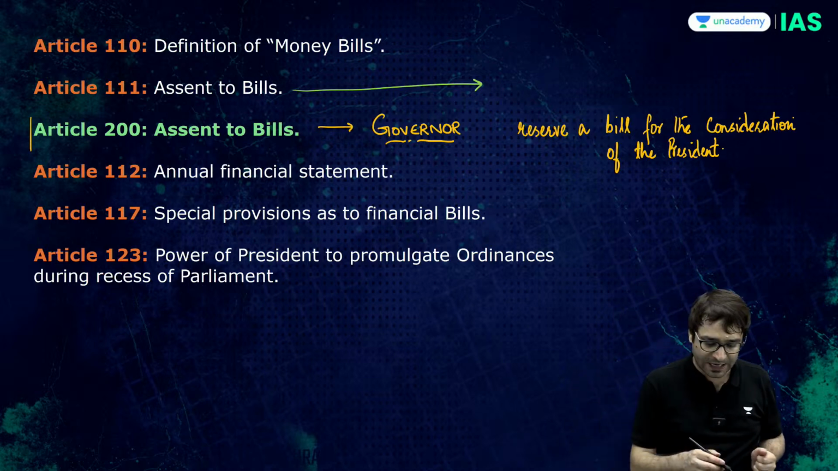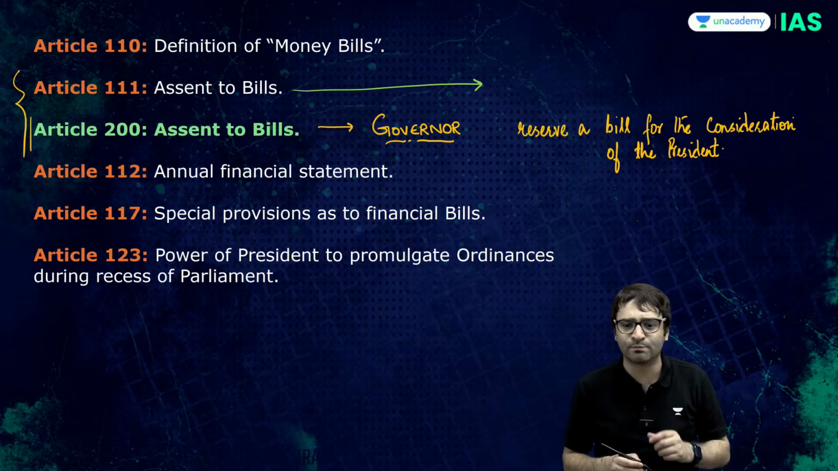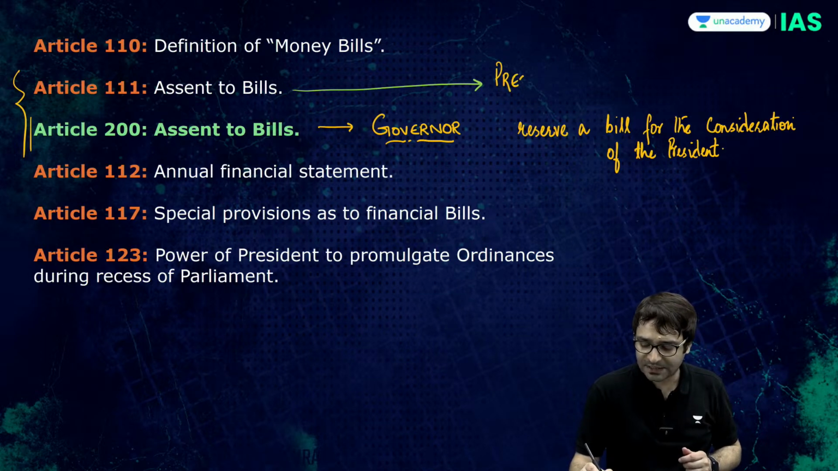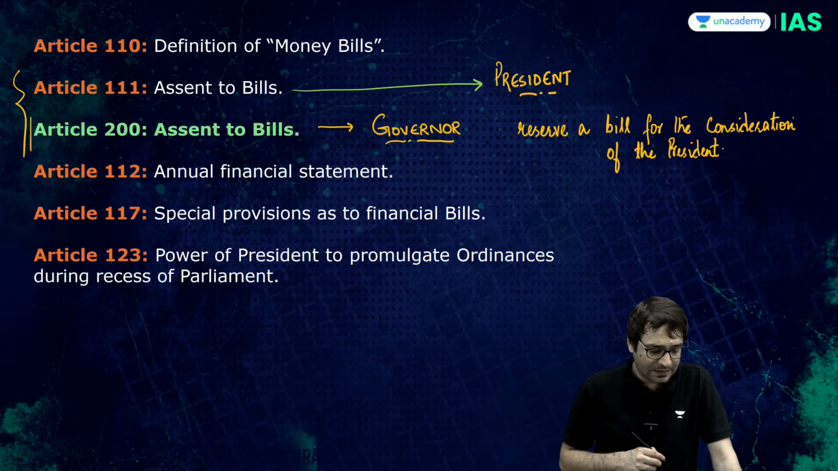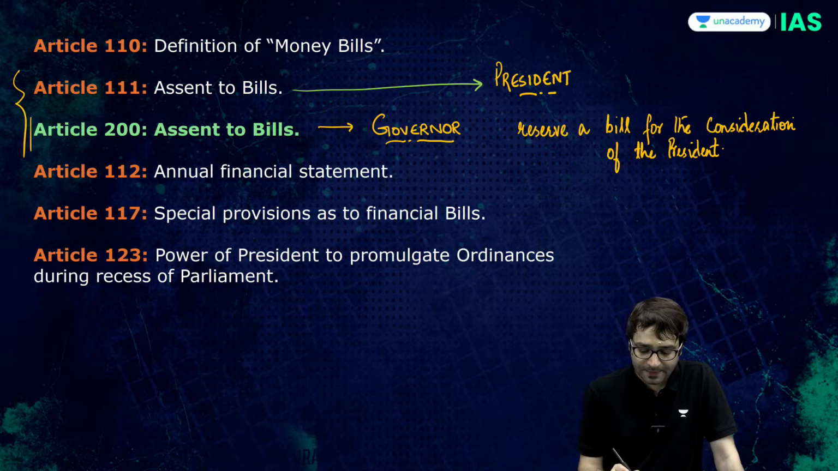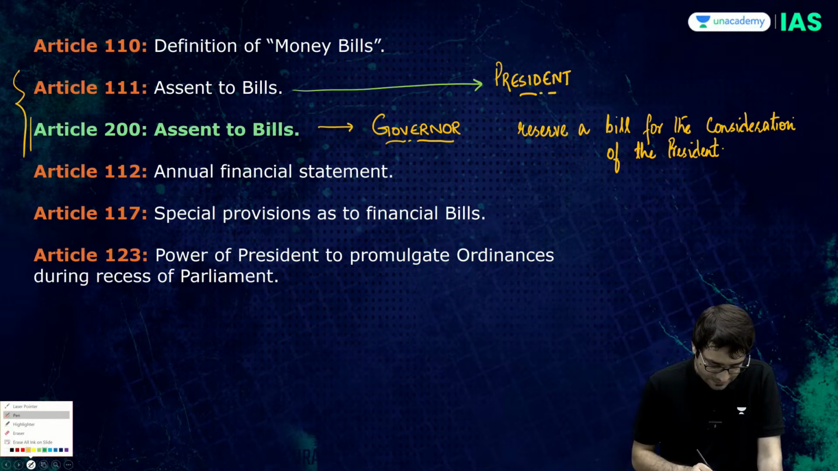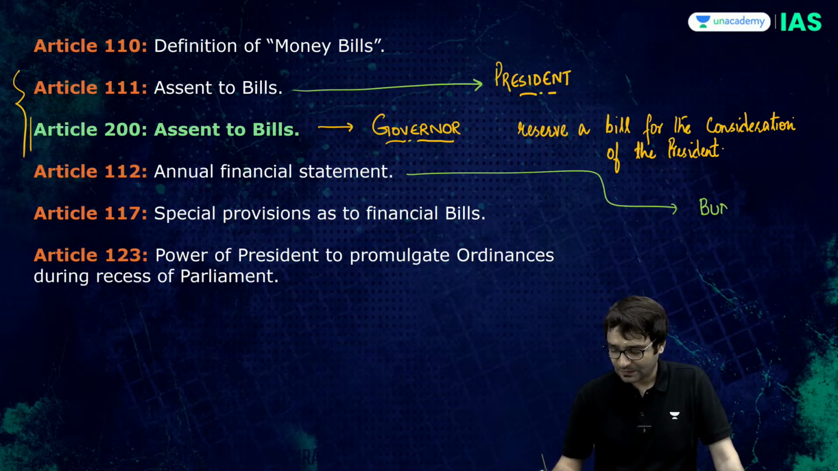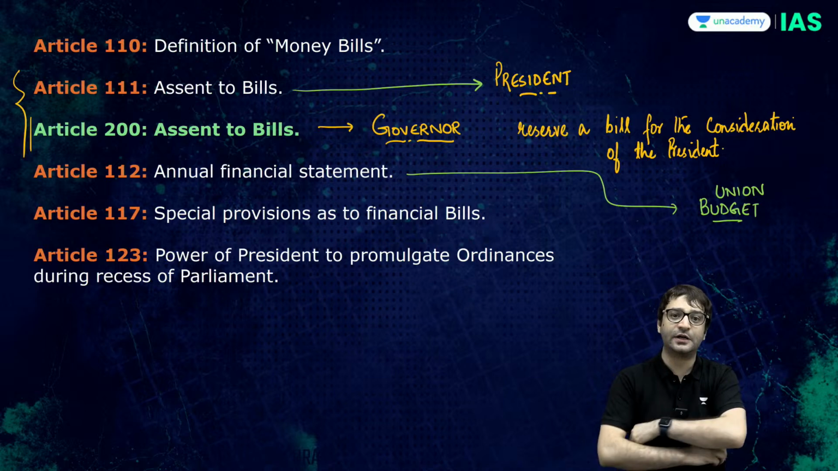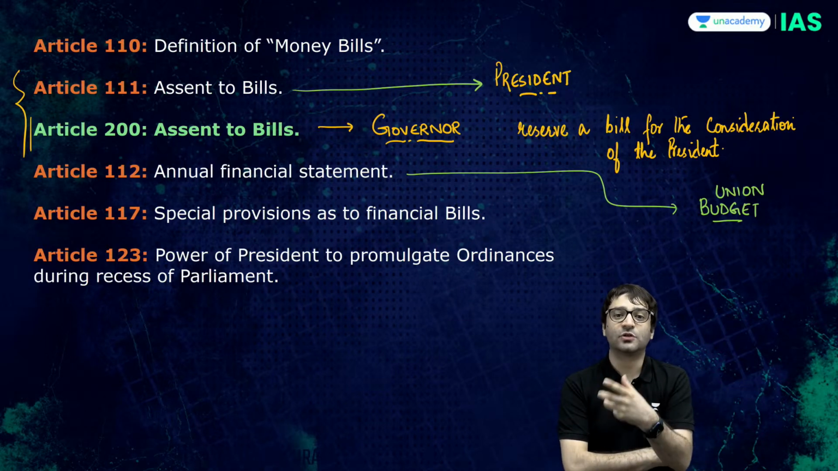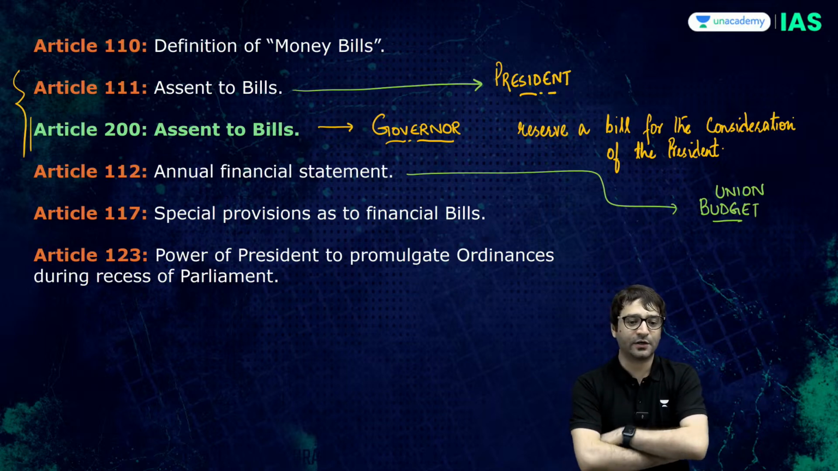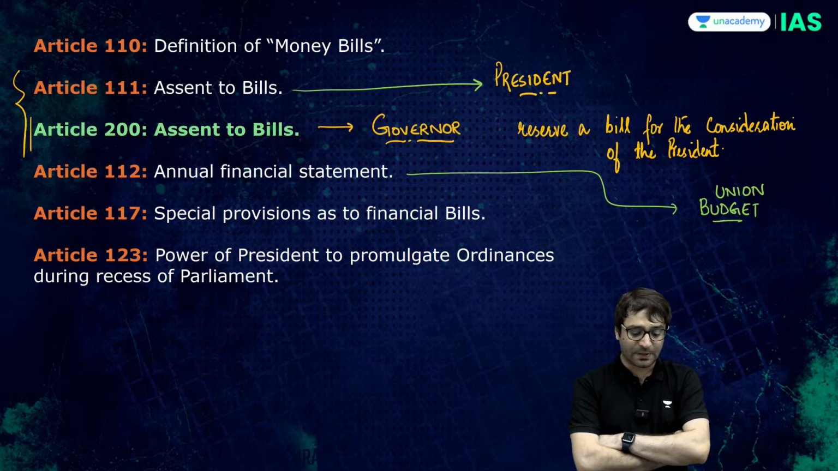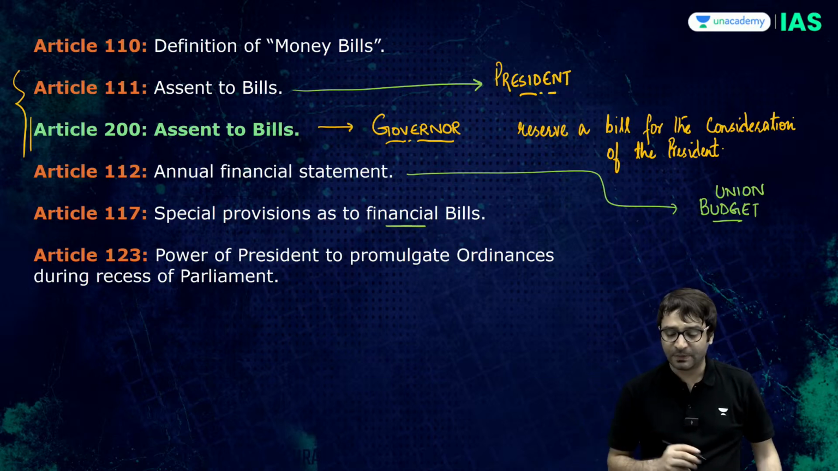That is why I mentioned this together. Article 111, which talks about assent to bills, the power which is available with the President of India. And Article 200 available with the governor of a state. Article 112, because the term budget is not mentioned in the Constitution. The Constitution refers to the union budget under Article 112 as what? Annual financial statement. Where is it mentioned? Article 112. Article 117 talks about special provisions for financial bills.